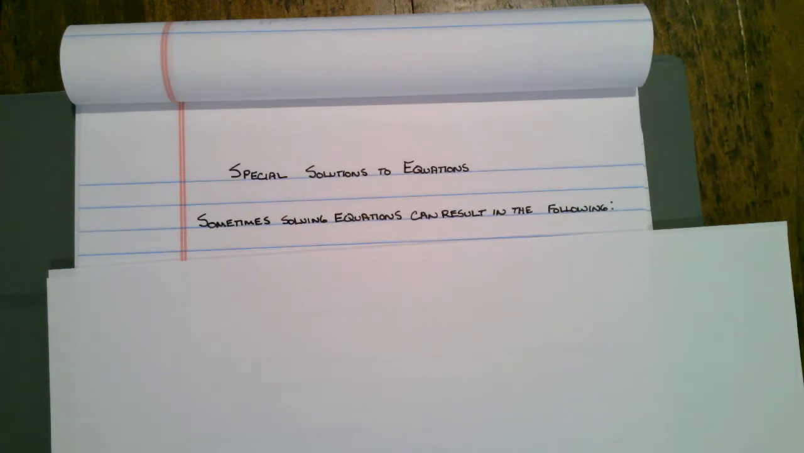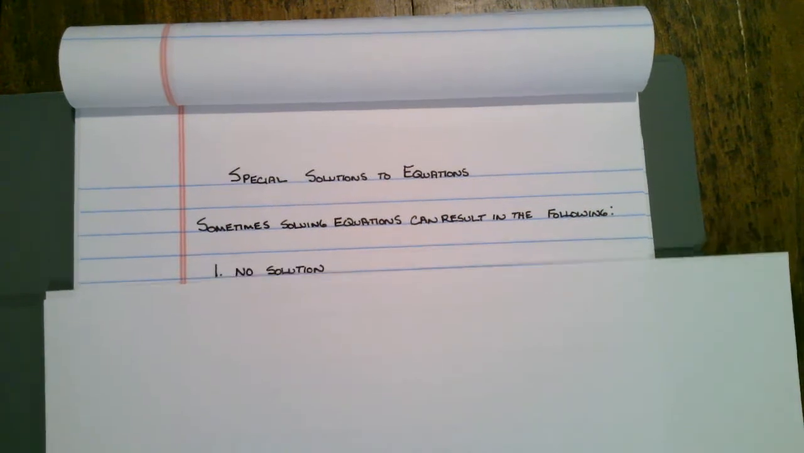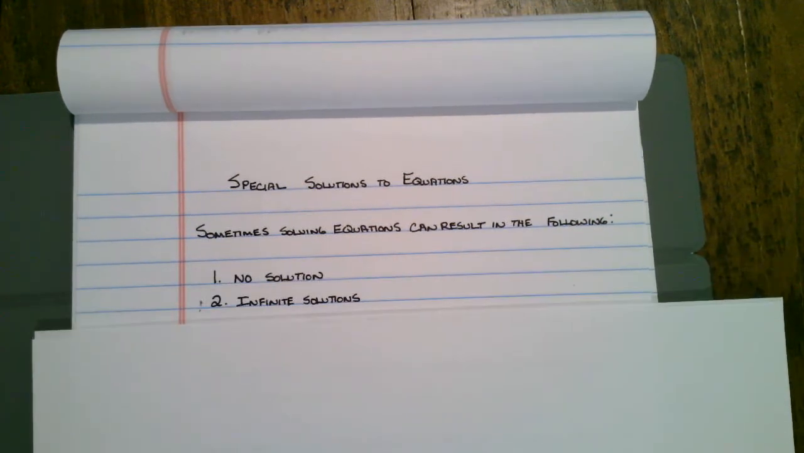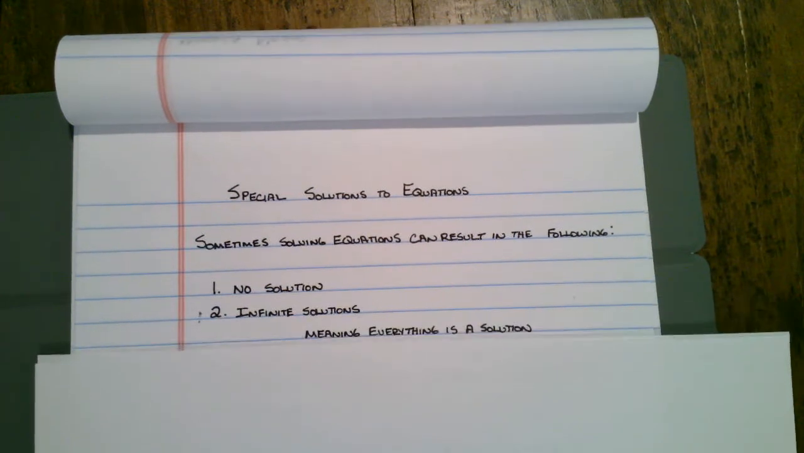Sometimes solving equations can result in the following, where you have no solution or where you have infinite solutions. Infinite solutions means any number you pick is going to be a correct answer. Any number you pick will make the statement true. No solution means there's no number in existence that's going to make the equation true. There's no number that is a solution to that equation that they created.